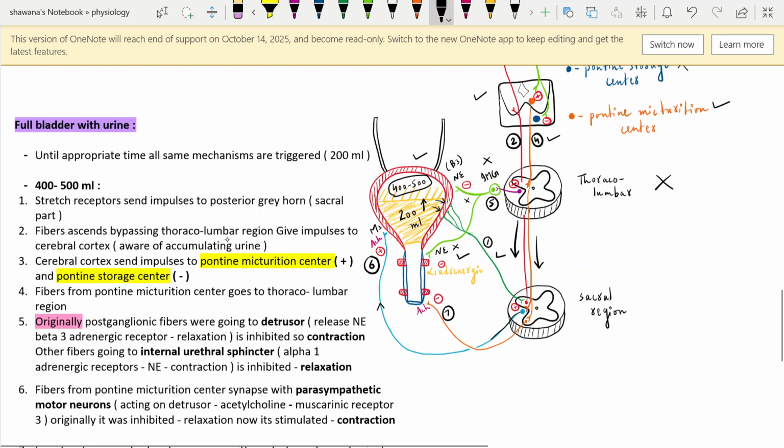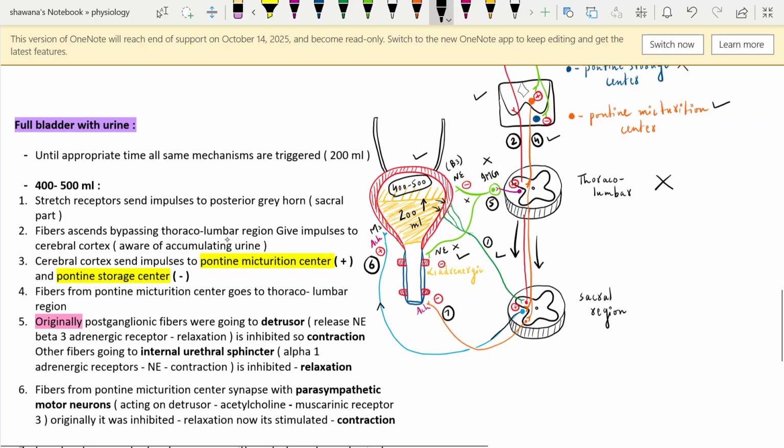It means that muscarinic type 3 receptors that were located in the detrusor muscle are stimulated by the action of acetylcholine. And what is the function of acetylcholine? The function of acetylcholine is to contract the muscles. So the bladder starts to contract, it means the detrusor muscle starts to contract.